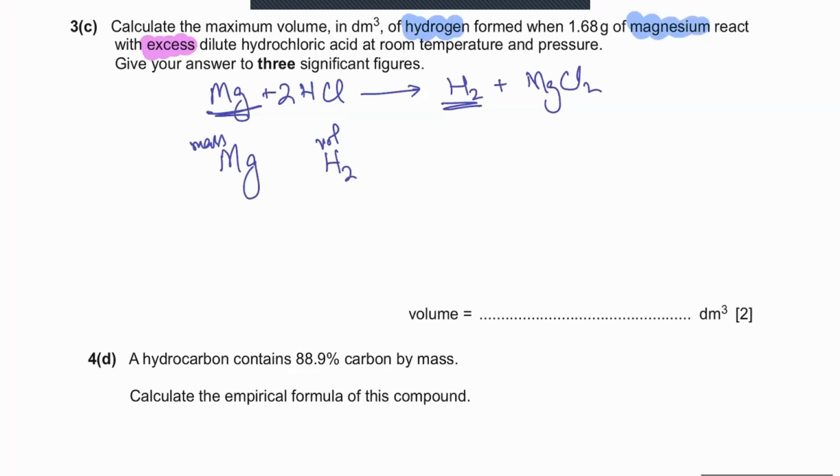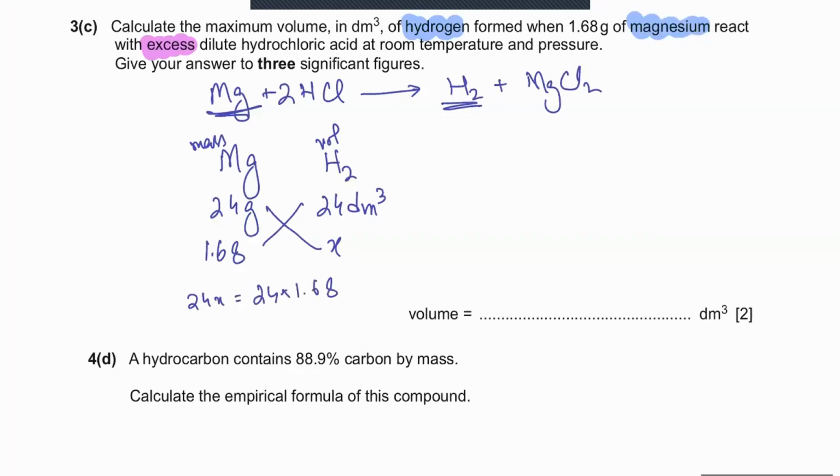So mass of 1 mole of magnesium is 24 grams. क्यों? Periodic table से हम देखेंगे इसका AR is 24. And what's the volume of 1 mole of hydrogen gas? 24 dm cube. So now we have a relation. 24 grams of this will produce 24 dm cube of hydrogen. So अगर मेरे पास 1.68 grams होंगे तो x dm cube produce होगा. I'll cross multiply. 24x is equal to 24 times 1.68.